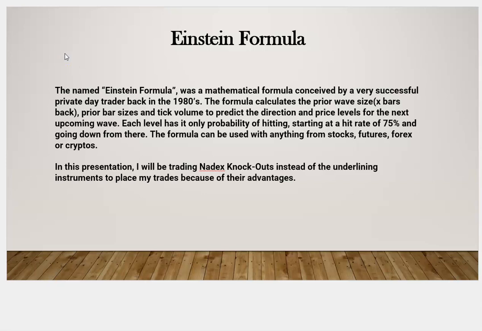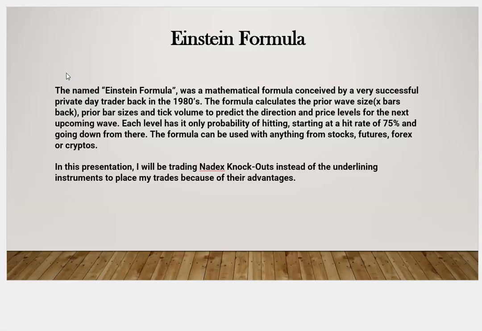He was doing a lot of scalping, a lot of short-term trading, definitely a day trader, mainly in the S&P 500 and T-bonds. He came up with this formula that calculates the prior wave size, and you can go X number of bars back. X number of bars back will determine the size of the move. He looks at the prior sizes of those bars, and he looks at the tick volume to predict the direction and price levels for the next upcoming wave.